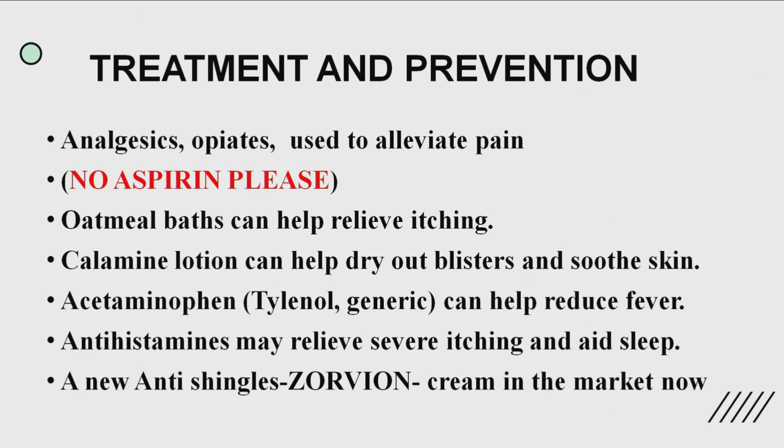What are the other physical means of treatment? Oatmeal baths can help relieve the itching, because there's a lot of itching because of the nerve endings that are affected. Calamine lotion can help dry out the blisters and soothe the skin.